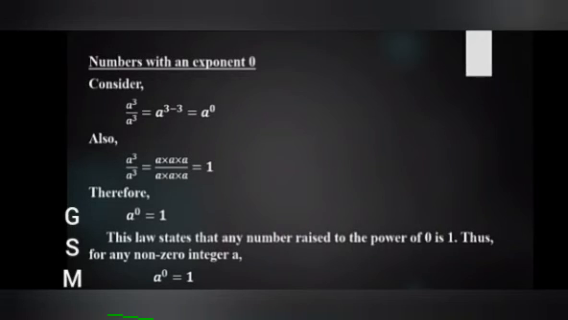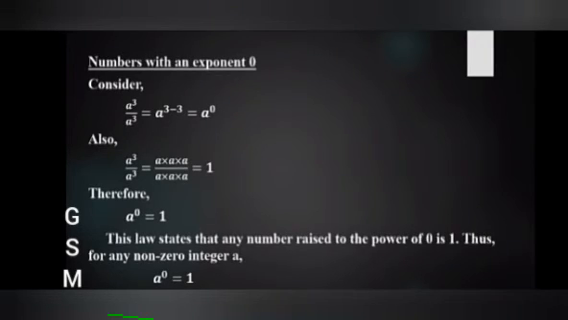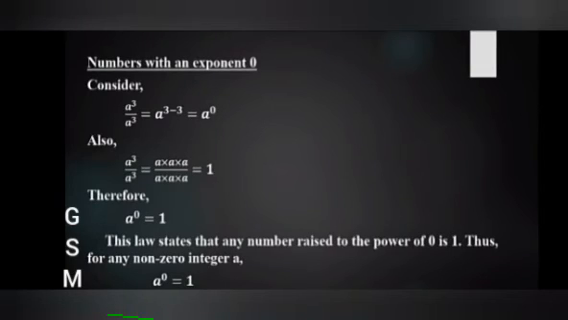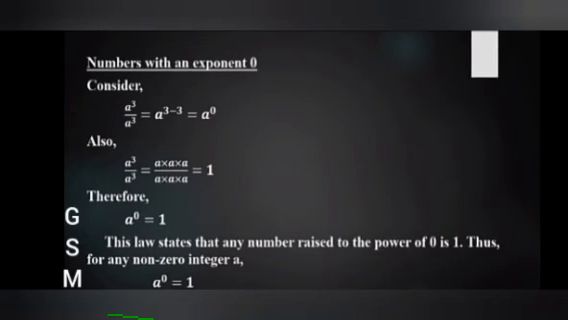Numbers with an exponent 0. Consider a to the power 3 divided by a to the power 3, which equals a to the power 3 minus 3, which equals a to the power 0. Also, a to the power 3 divided by a to the power 3 can be written as a into a into a divided by a into a into a, which equals 1. Therefore, a to the power 0 is equal to 1. This law states that any number raised to the power of 0 is 1. Thus, for any non-zero integer a, a to the power 0 equals 1.